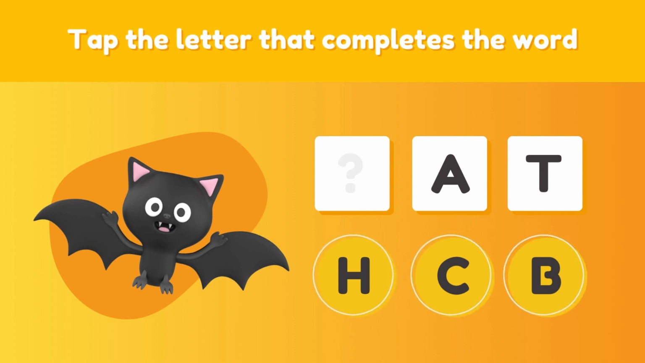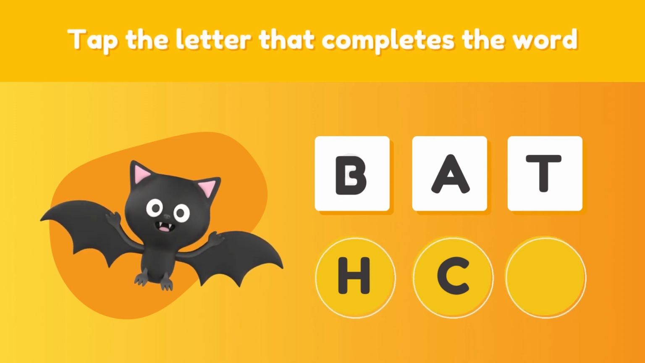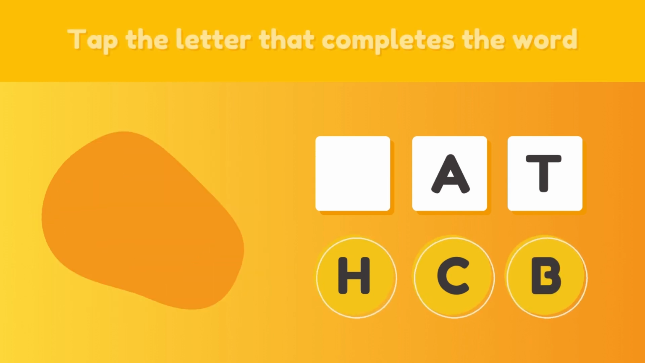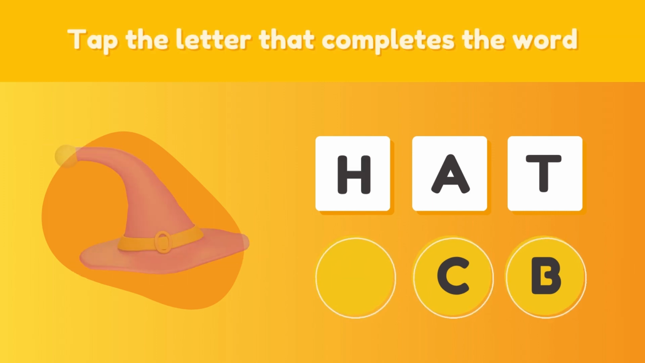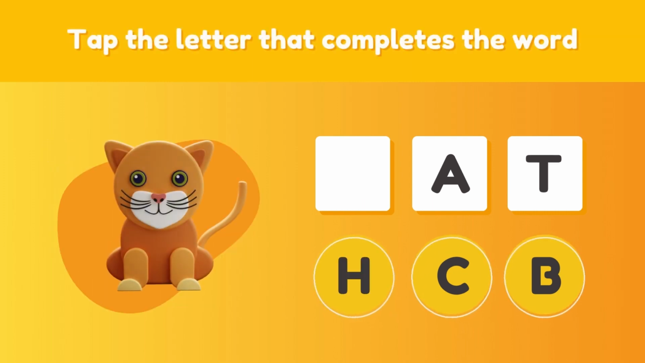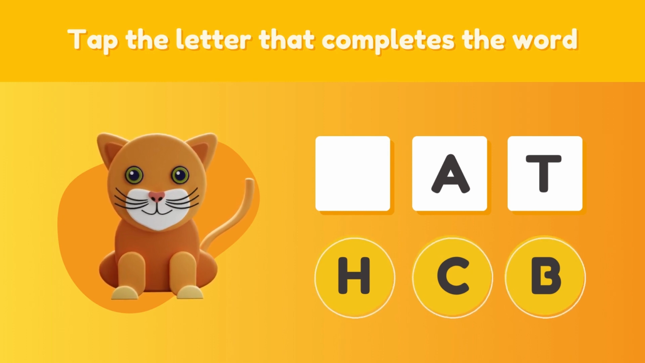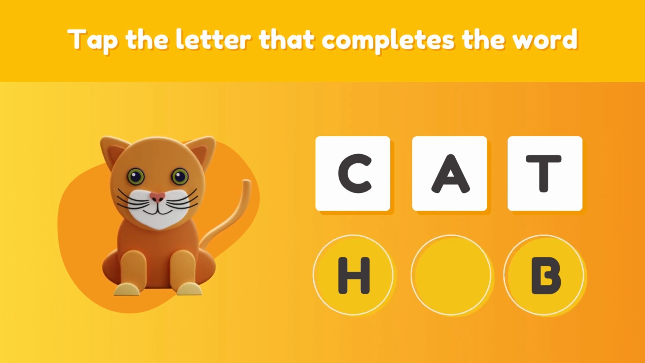Here, the missing letter is... it's letter B. It's a bat. The missing letter is... letter H. It's a hat. The missing letter is... letter C. It's a cat.